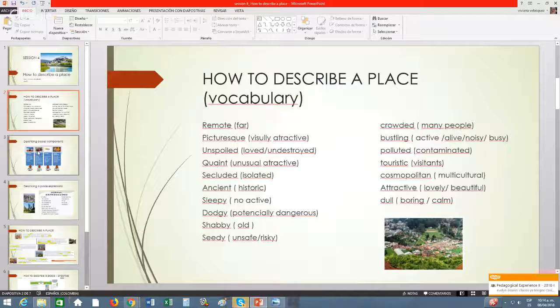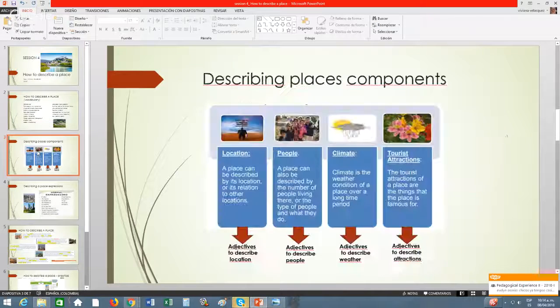Okay, well, Carito, so now we are going to check some important components, as you mentioned before, to refer to describing places. So we have the location, people, climate or the weather, and tourist attractions. Those are the four specific topics you have to focus on when describing a place. The location is related to the physical position of the place, right?